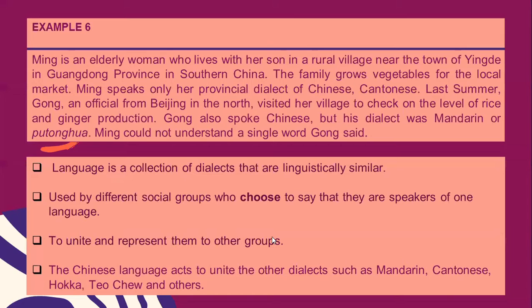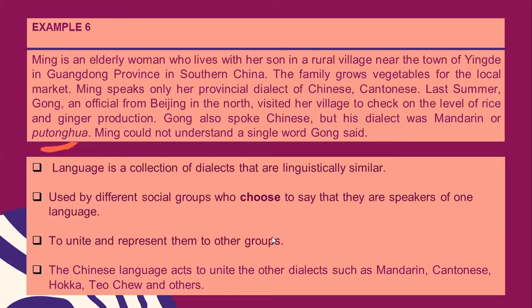Moving on to example 6. Ming is an elderly woman who lives with her son in a rural village near the town of Yingde in Guangdong province in southern China. The family grows vegetables for the local market. Ming speaks only her provincial dialect of Chinese, Cantonese. Last summer, Gong, an official from Beijing in the north, visited her village to check on the level of rice and ginger production. Gong also speaks Chinese, but his dialect was Mandarin or Putonghua. Ming could not understand a single word Gong said.